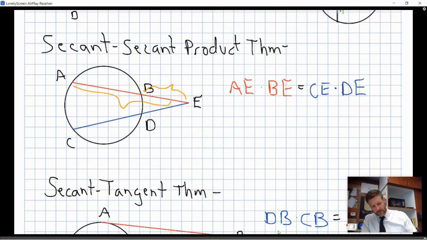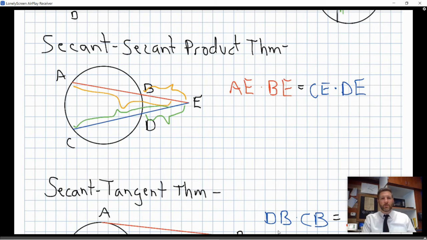Again, this entire distance times the outer piece right there. Alrighty, and we'll do a practice one just like this. So that's the secant product theorem.